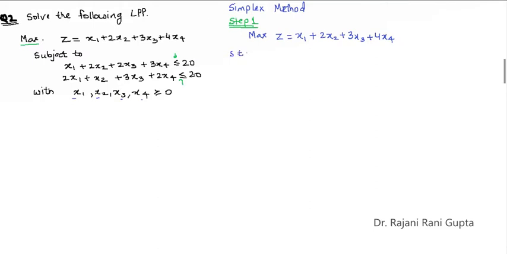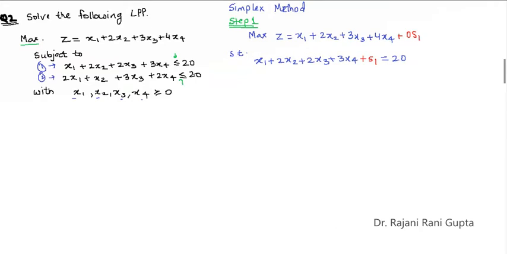Now the constraints we have to make equations. Let's take the first one: x1 plus 2x2 plus 2 times x3 plus 3 times x4. As this is less than or equal to 20, I want to make it equal. To make it equal, we have to add a slack variable s1, and this slack variable will go with coefficient 0 in the objective function.